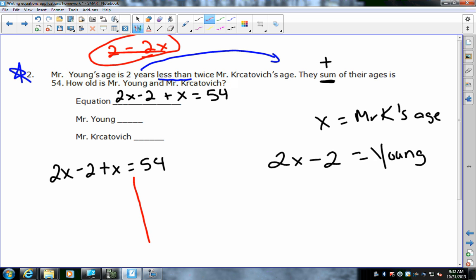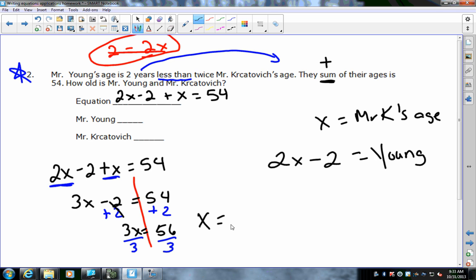Draw your line at the equals sign. Put together your x's. Combine your like terms. I get 3x minus 2 equals 54. I'm going to add 2 to each side. 3x equals 56 and divide by 3.